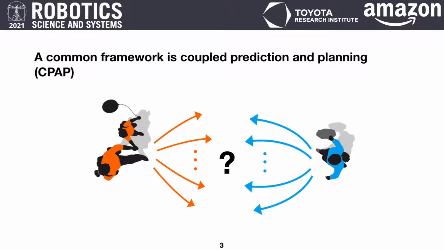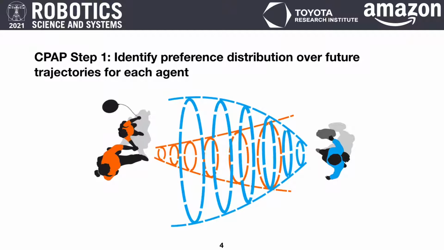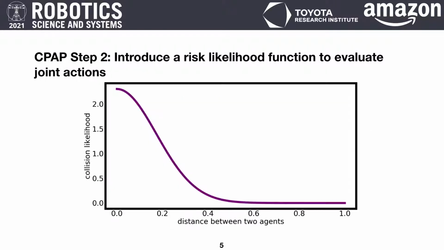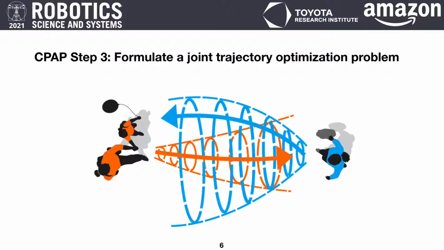while being safe. A common framework for such social navigation tasks is coupled prediction and planning, hereinafter referred to as CPAP. A typical first step for CPAP is to identify a preference distribution over trajectories for each agent, which represents the individual navigation task. Then, an interaction function, which evaluates the risk of joint trajectories from multiple agents, will be introduced. Lastly, based on the preference distribution and the interaction function, a conventional CPAP algorithm will find joint optimal trajectories for the robot and other humans.